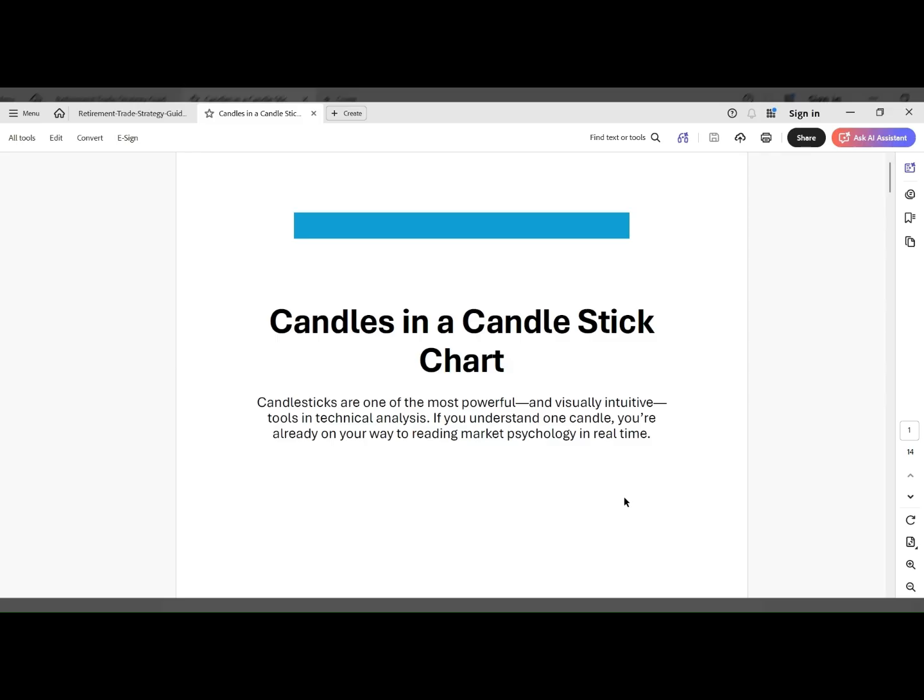Anyhow, candlesticks are one of the most powerful and visually intuitive tools in technical analysis. There's a lot of information that's being conveyed when you look at that one little candlestick. And if you understand one candle, you're already on your way to reading market psychology in real time.